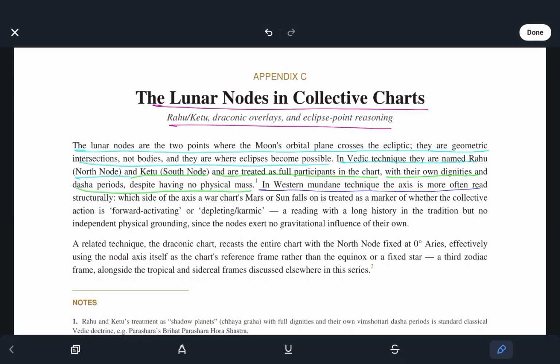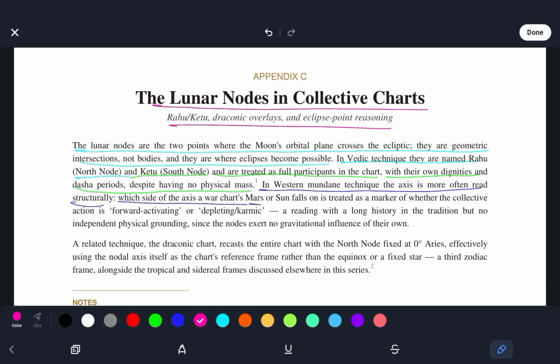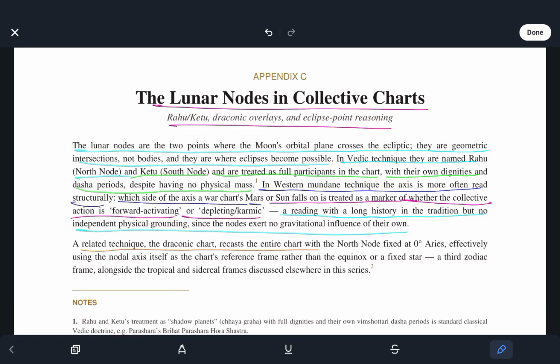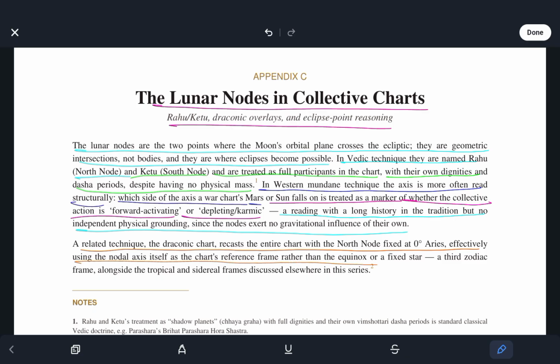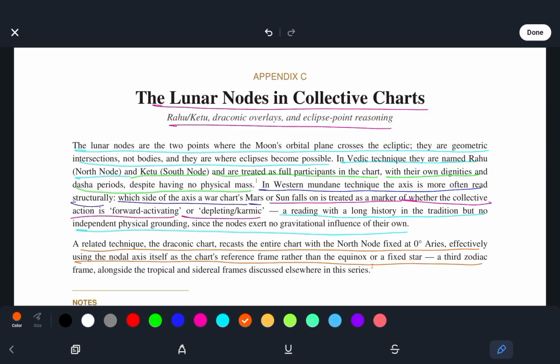In Western mundane technique, the axis is more often read structurally. Which side of the axis a war chart's Mars or Sun falls on is treated as a marker of whether the collective action is forward, activating, or depleting, karmic. A reading with a long history in the tradition, but no independent physical grounding, since the nodes exert no gravitational influence of their own. A related technique, the draconic chart, recasts the entire chart with the north node fixed at 0 degrees Aries, effectively using the nodal axis itself as the chart's reference frame, rather than the equinox or fixed star. A third zodiac frame alongside the tropical and sidereal frames discussed elsewhere in the series.